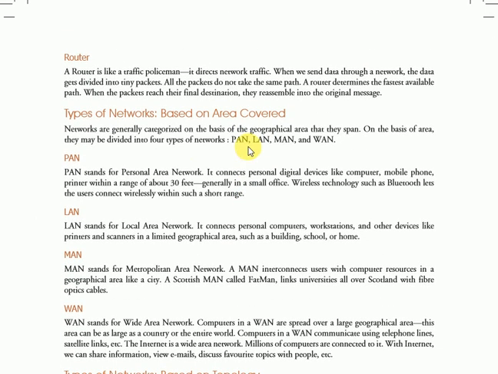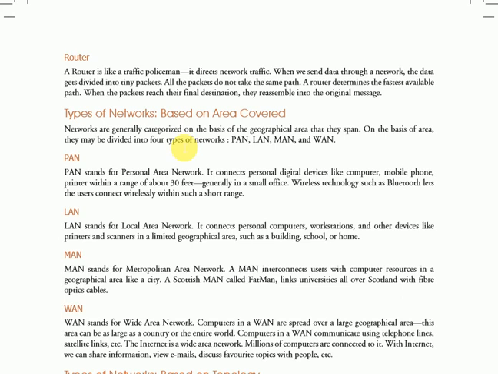Next, router. A router is like a traffic policeman. It directs the network traffic. When we send data through a network, the data gets divided into tiny packets. All the packets do not take the same path. A router determines the fastest available path. When the packets reach their final destination, they reassemble into the original message.